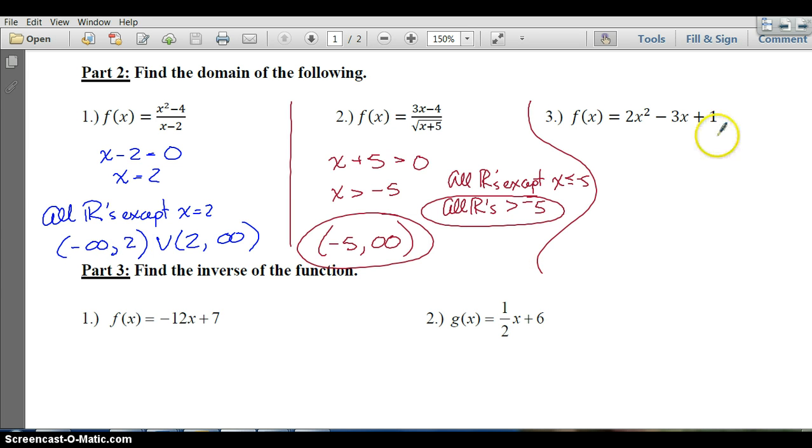Last but not least, there is no division here. There are no square roots.